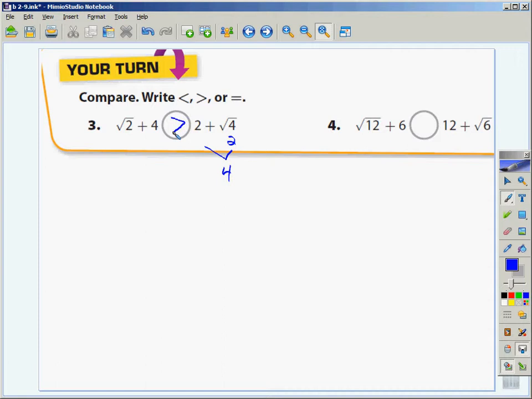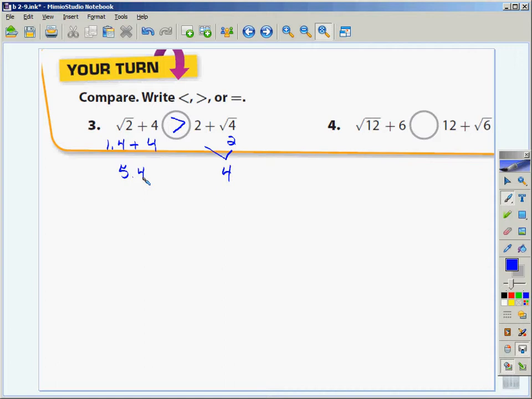The square root of 2 is about 1.4. So this would have been about 5.4. But I knew it was between 1 and 2 somewhere. But is that still okay?